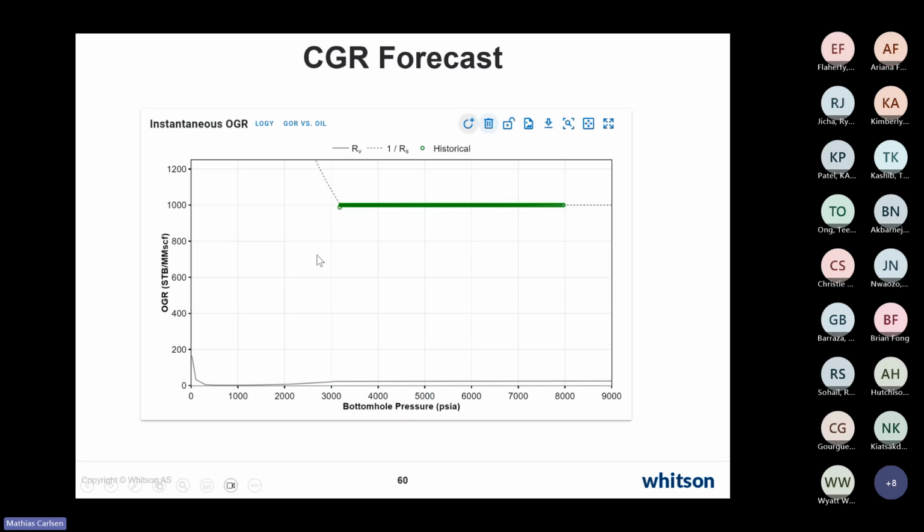And the most important part of that exercise is most likely how you forecast your OGRs versus pressure. For the recovery factor of oil, if the OGR versus pressure is low, like this, then you get low recovery factors for oil.